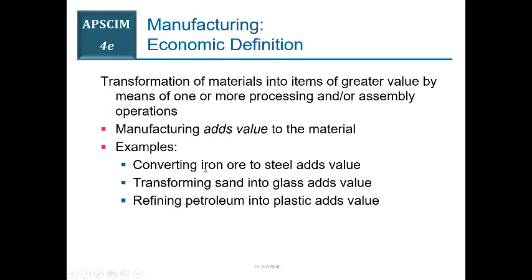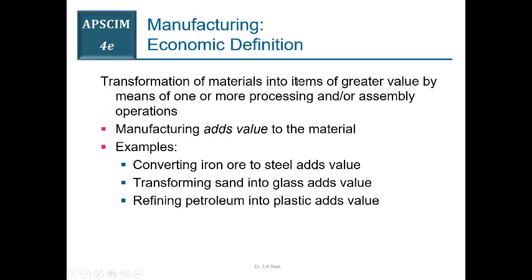आयरन और जो है, it will be cheaper, और स्टील को अगर आप कंपेयर करते हैं उसके साथ, so it is far more expensive than an ordinary iron. So basically manufacturing जो है it adds value to the material. Another example is the glass. Transforming sand into glass, it adds value. Refining petroleum into plastic, it adds value.